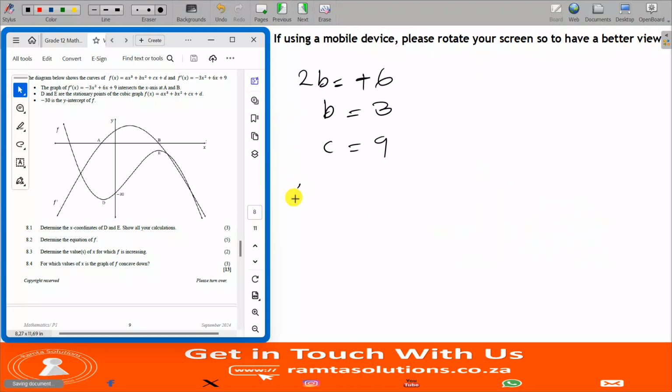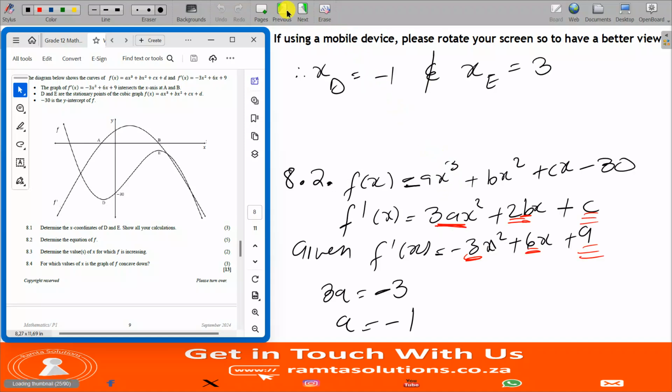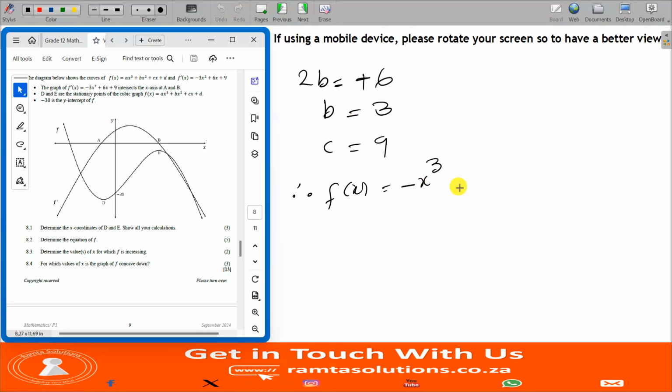Therefore, we are good to say f of x is equal to negative x cubed plus 3x squared plus 9x minus 30. Then we are good. We just found the equation of f.